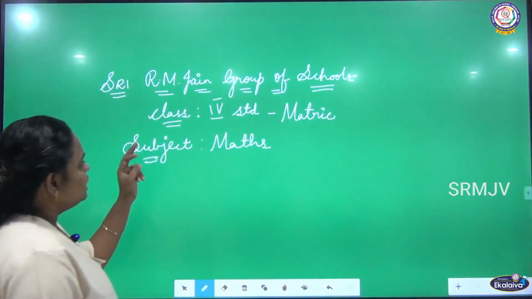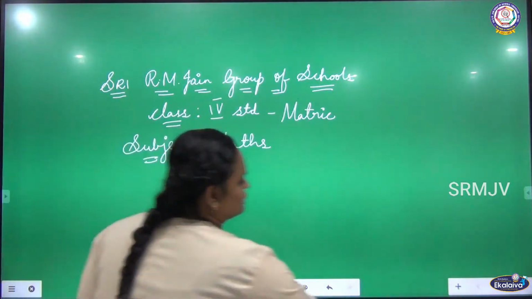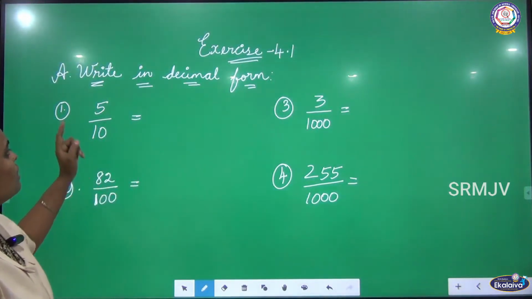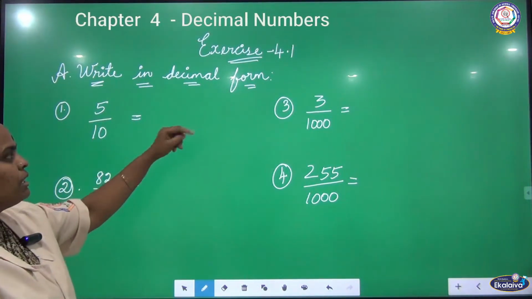Today we are going to see class 4 standard maths subject. So exercise 4.1, write in decimal form. We are going to write in the decimal form.